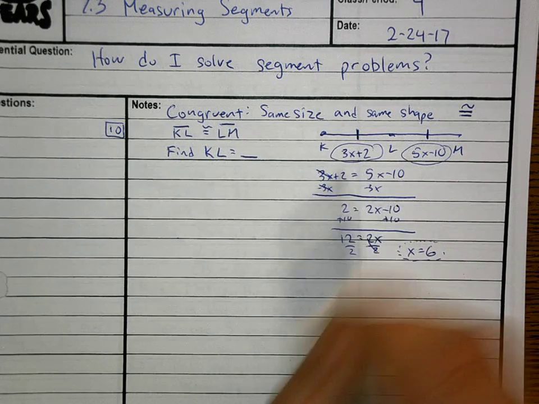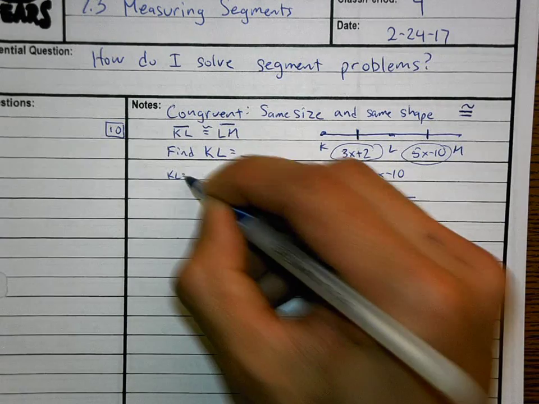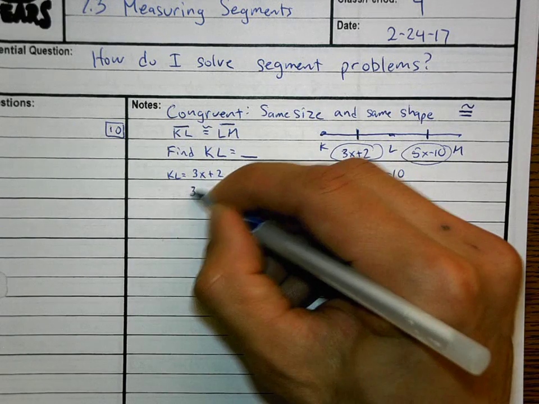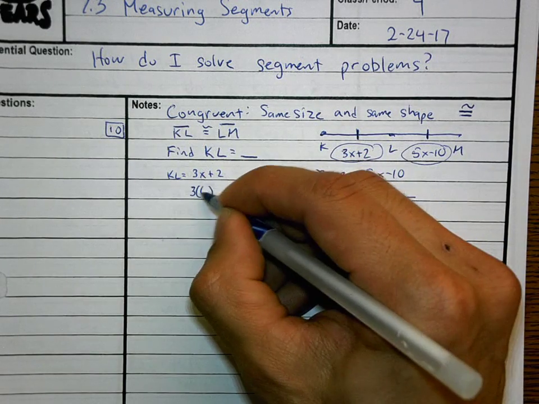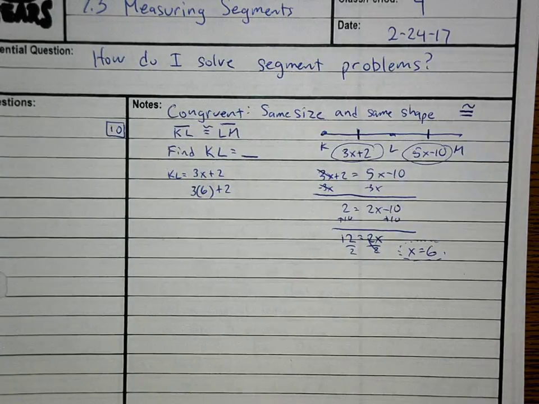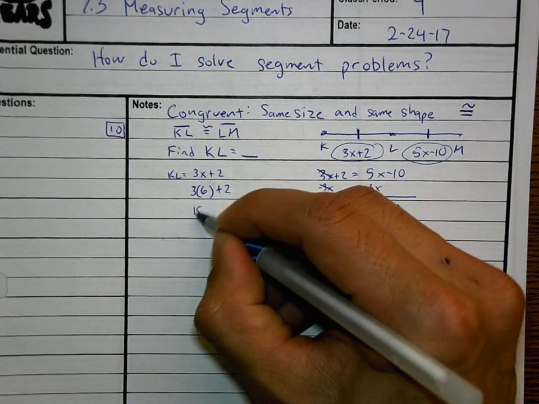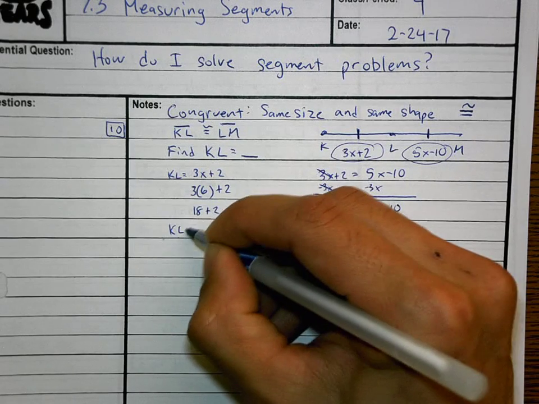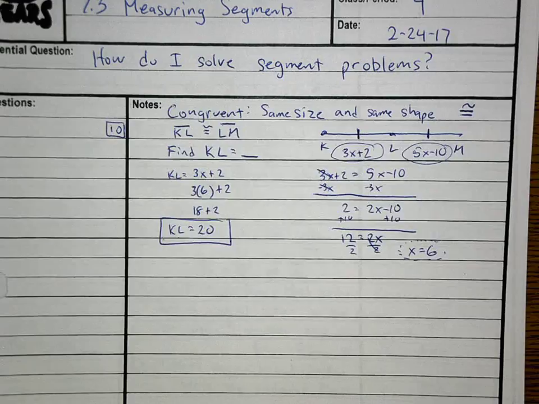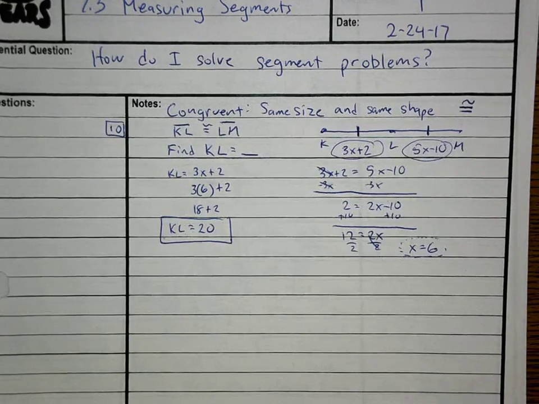Well, KL is the same thing as 3x plus 2. And we now know what x is. X is 6. We could plug 6 in to 3x plus 2. And now you get that KL is 20. That's the answer that we're looking for, not 6. One of these days.